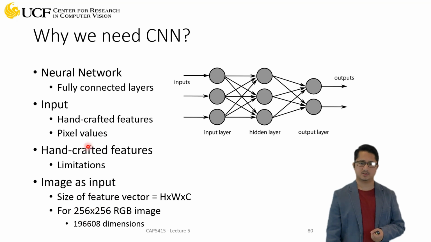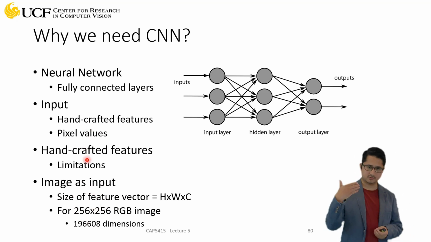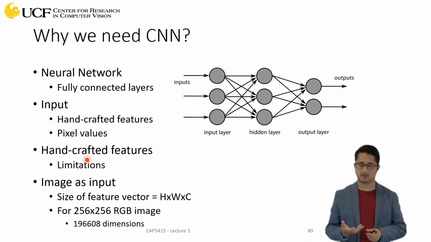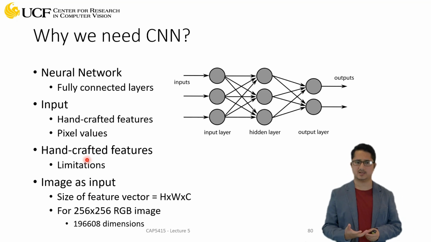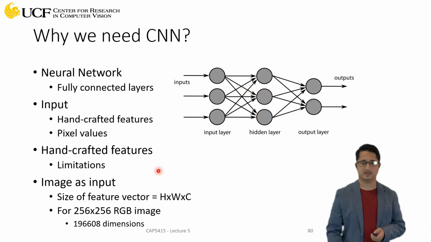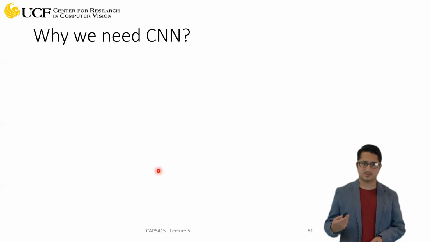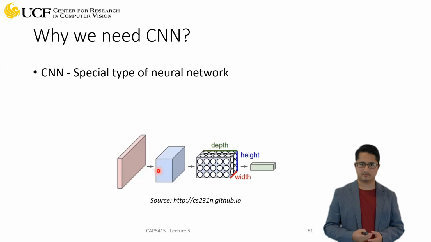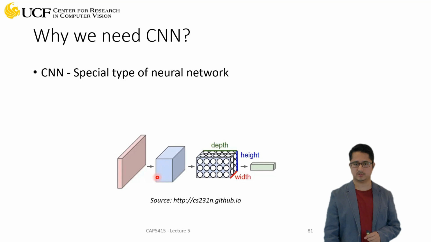The other limitation is, of course, you don't have to use the pixel values. You can actually use handcrafted features, and we're going to talk about these features as well. But the issue is that the performance of this neural network will then be limited by what kind of features you are using. If your features are not good, then your network will have limited capability. All right, so now let's see how CNN resolves this issue. And of course, we have a full lecture on how CNN works, so if you don't understand any part of this, don't worry about it. We are going to cover everything in detail in the next lecture.